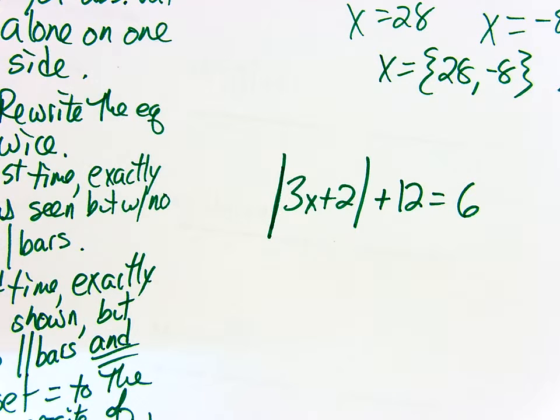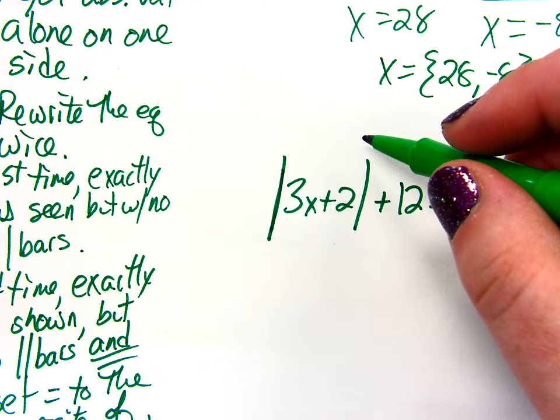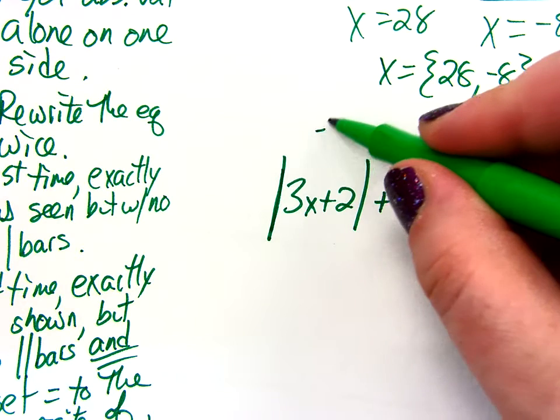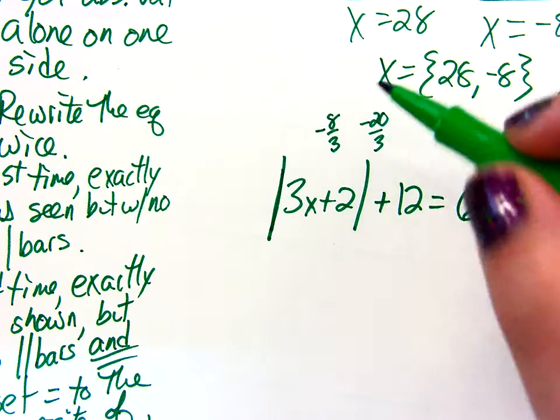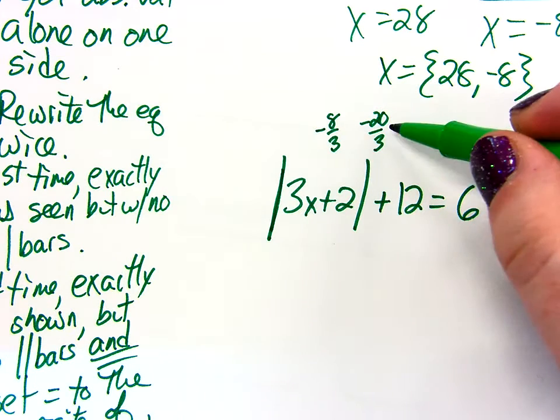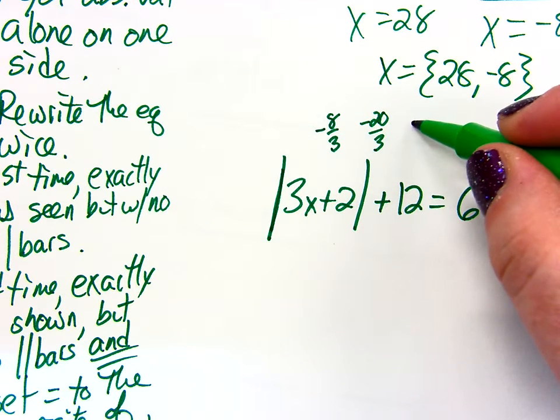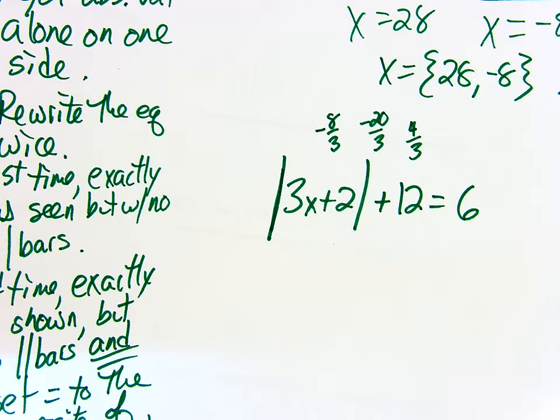How'd you do? We got some answers? Everybody got some answers? What'd you get? Negative 8 over 3 and negative 20 over 3. Negative 8 thirds and negative 20 thirds? Yep, what'd you get? Negative 8 thirds and 4 thirds. And positive 4 thirds? Any other ones?